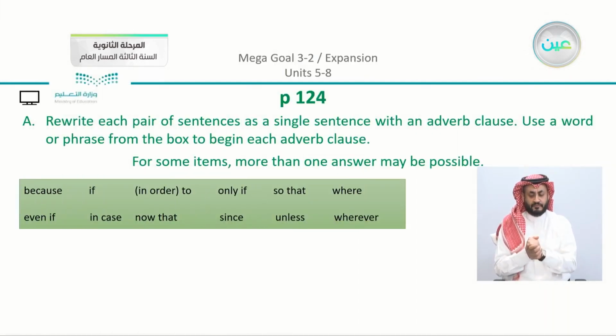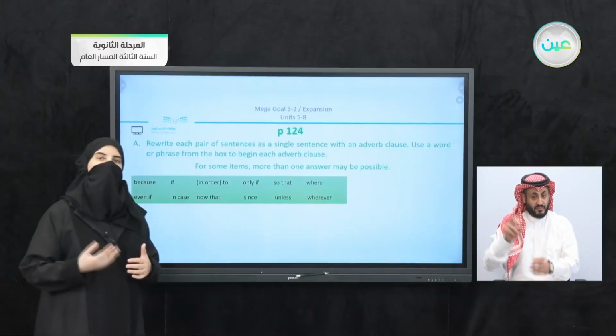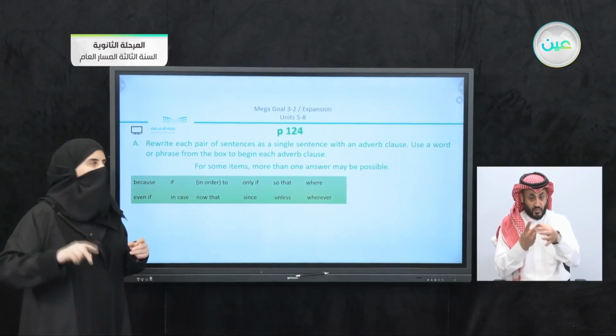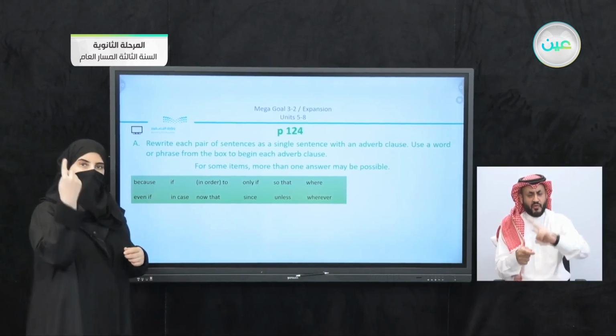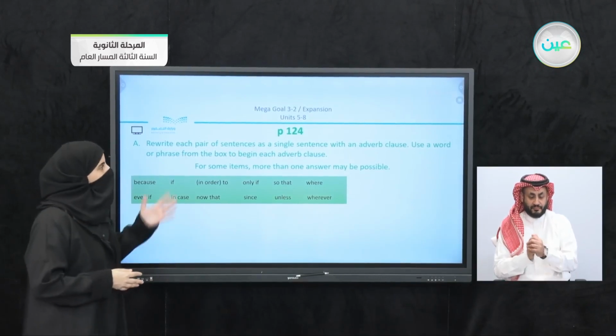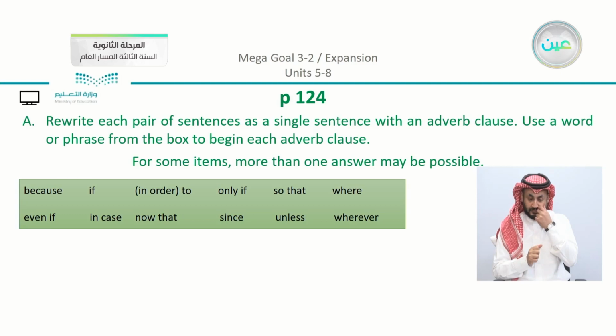Now, you have on page 124, in our page, we have the first exercise, A. Rewrite each pair of sentences as a single sentence with an adverb clause. So do you remember what we studied before about adverb clauses? We understand now that we have here 2 sentences. We are going to rewrite them into one single sentence using the adverb clause. Use a word or phrase from the box to begin each adverb clause.